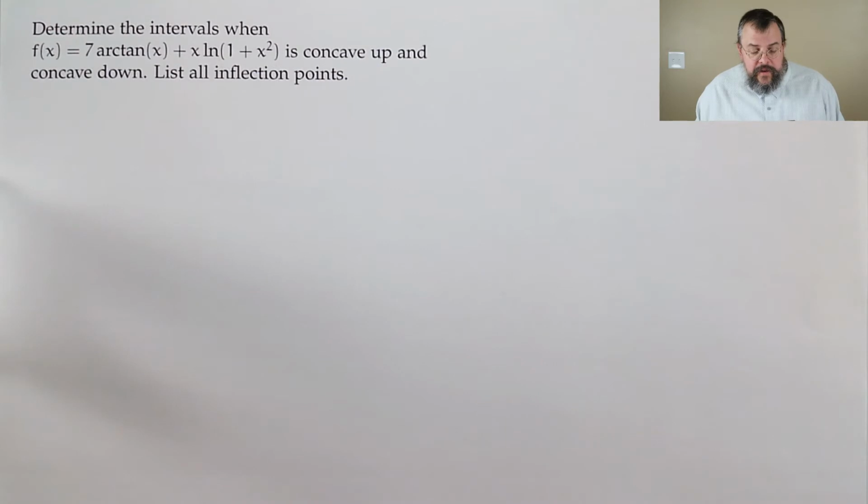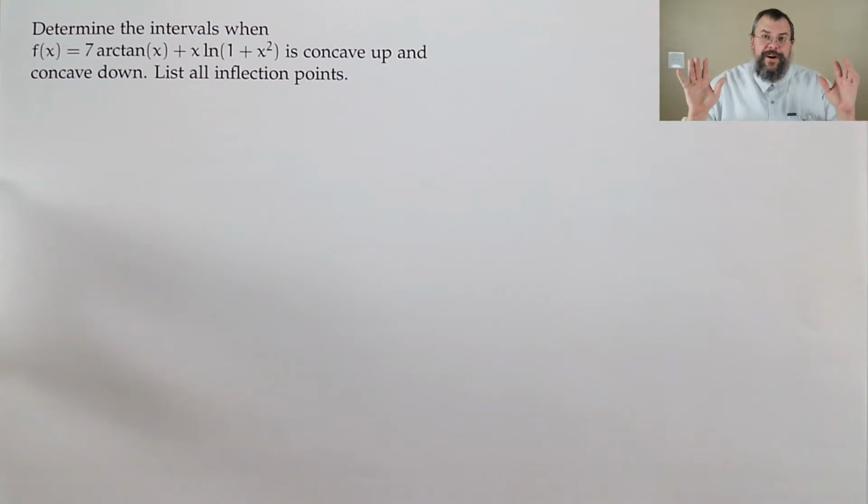So, determine the intervals when f of x, which is 7 times arctangent of x, plus x times the natural log of 1 plus x squared, is concave up and concave down, and list all the inflection points. Now, before we start, we should know that this is a function which really has no issues. Arctangent is defined for all values, so woohoo! Good job, arctangent! It's a great function.